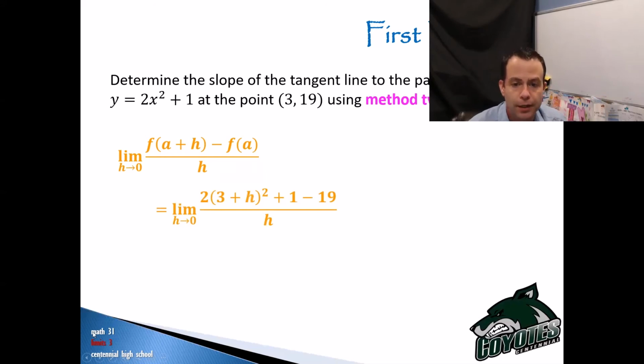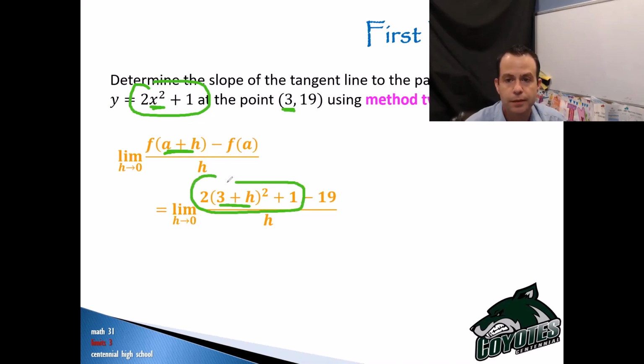I'm just going to put my ink on here for a sec. So I took my f equation, and I replaced x with a plus h. Well, a is 3, so that's replacing my x with 3 plus h, squared. You see, f of x would have been 2x squared plus 1, so it's sitting right there. You see what I've done? I've written f of x, but I've replaced x with a plus h. Then I know that f of a was 19, so I just plugged that in there.